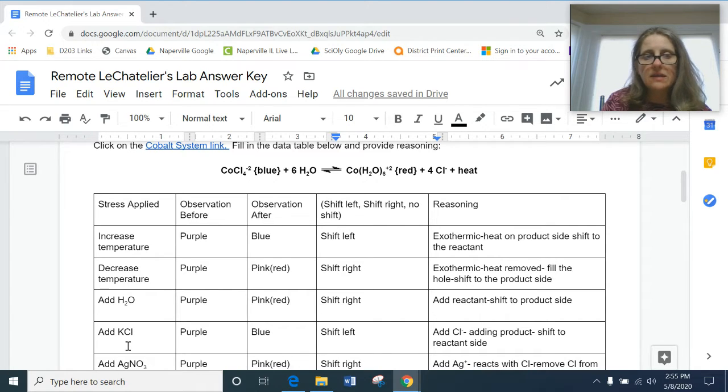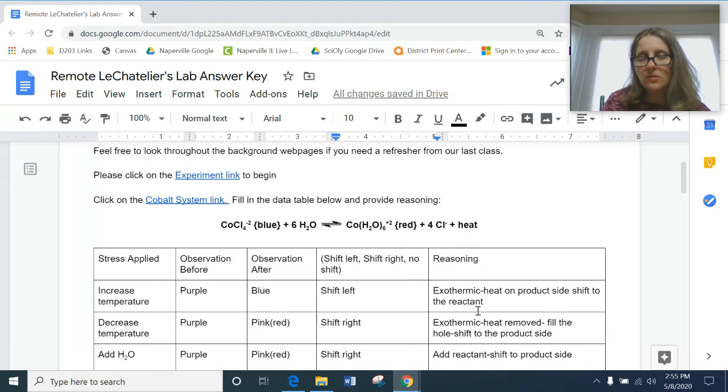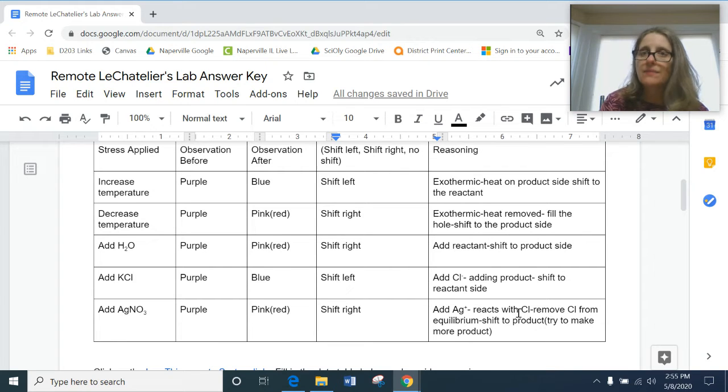KCl, realize that KCl breaks up into K plus and Cl minus. So Cl minus is on the product side. So I'm adding product, so it's going to shift left to the reactant side. And then this last one, the silver nitrate. The silver nitrate breaks up into Ag plus. Well, Ag plus actually reacts with Cl minus to make a precipitate. You don't need to know that, but if you go further in chemistry, it's a pretty major precipitate that you do see. So I'm removing Cl from the equilibrium.